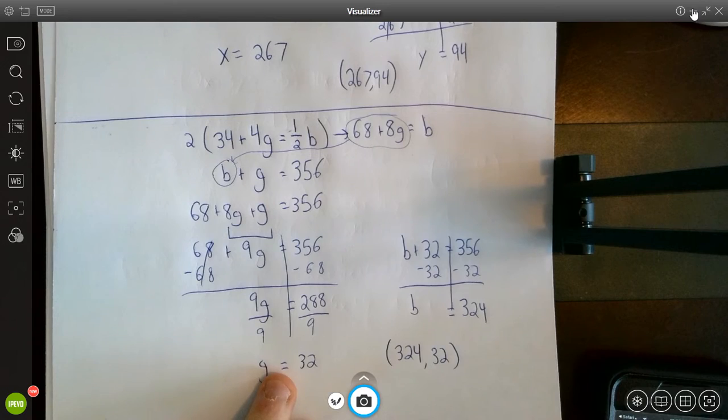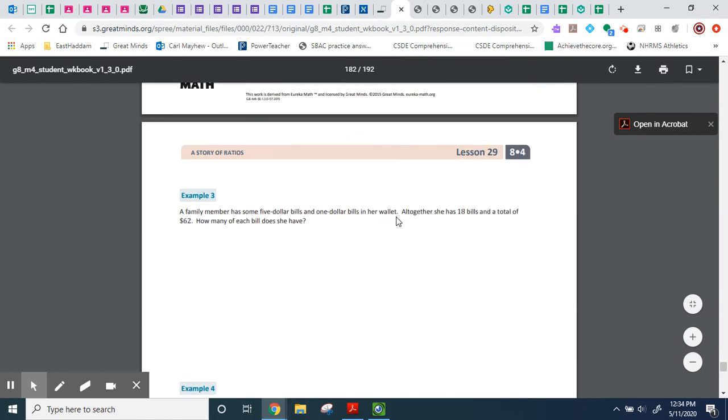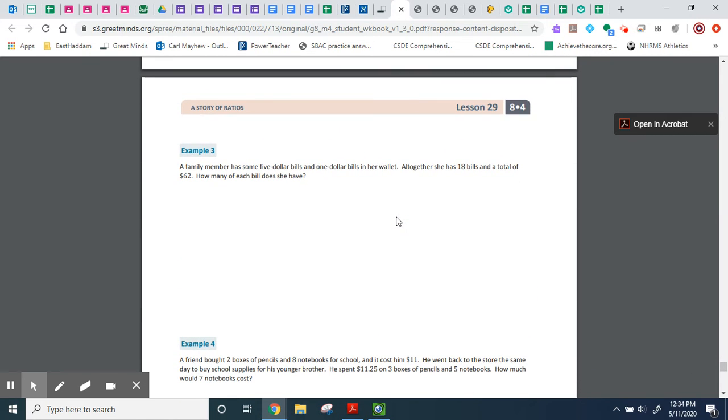So I wanted to do one more example with you guys today, and this one's actually very similar to our troll problem from Khan Academy last week. A family member, now instead of a troll, it's your family member. I mean, depending on how you think of your family members, that could be the same person, you never know.